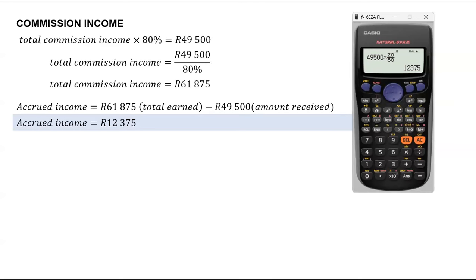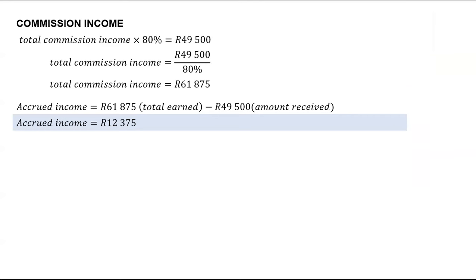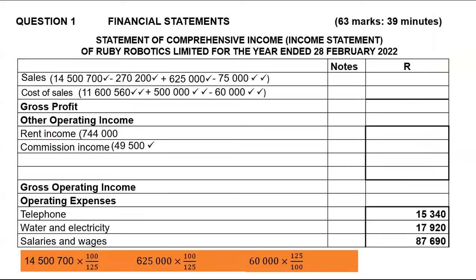This is the income. Accrued income represents income you have earned, but you have not yet received. I am going to go to my commission income and add this amount that I have earned, but have not yet received, because in the statement of profit or loss, we put income we have earned and expenses we have incurred. So when you add 49,500 with 12,375, it'll give me 61,875.